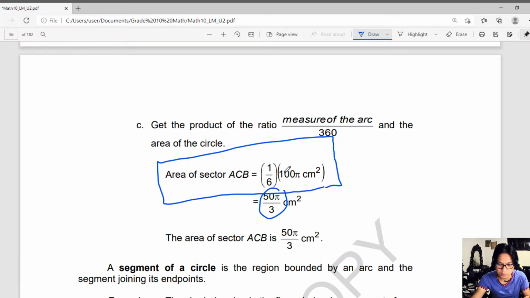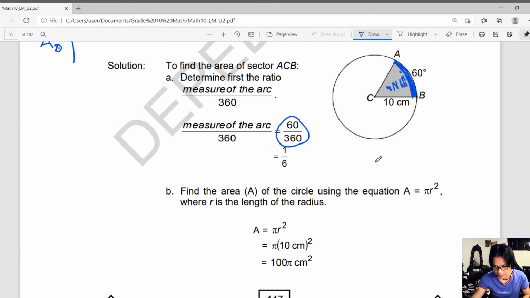Because 1 times 100 pi is 100 pi over 6. So what is the lowest term of 100 over 6? So that is 50 over 3. So therefore, the area of sector of ACB is 50 pi over 3 centimeter squared. So yan yung kanyang area ng sector. Or yung sinabi ko kanina na sa pagkain, yung parang slice siya ng pizza.